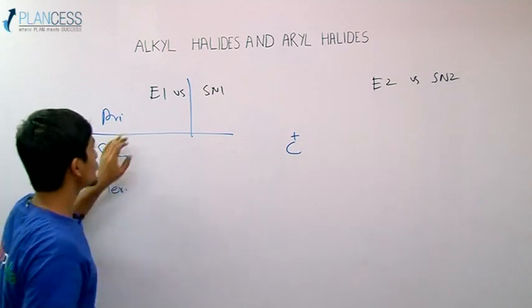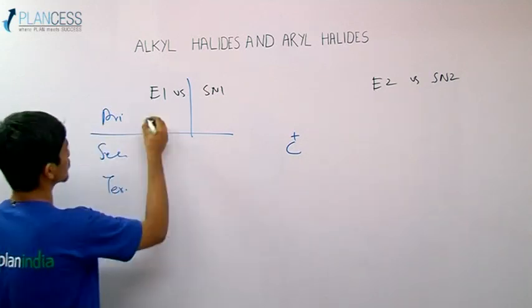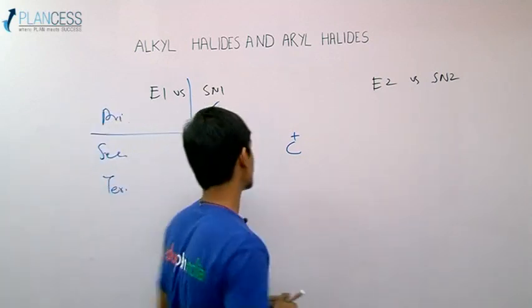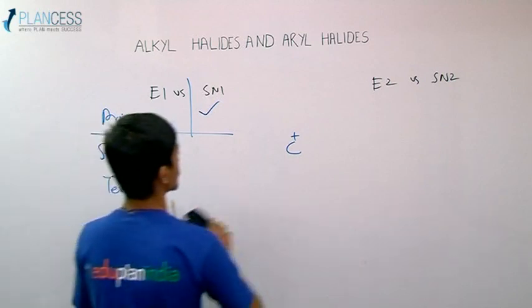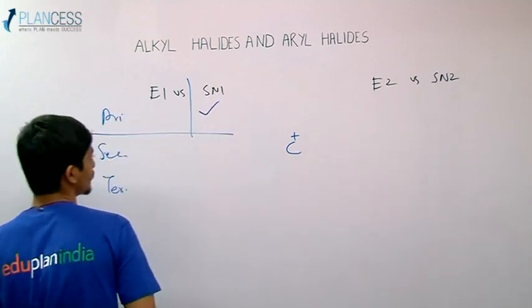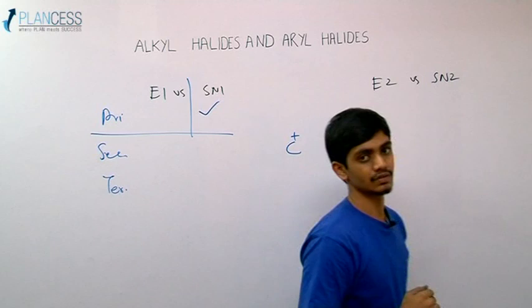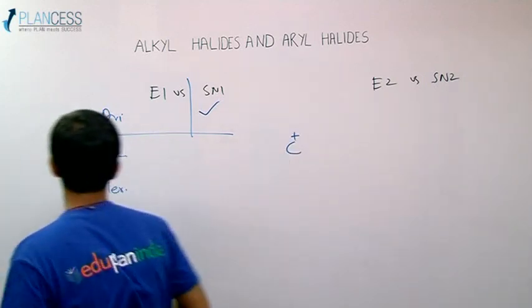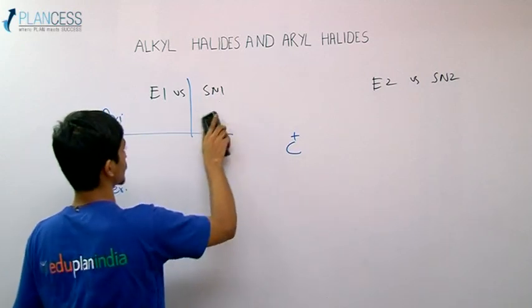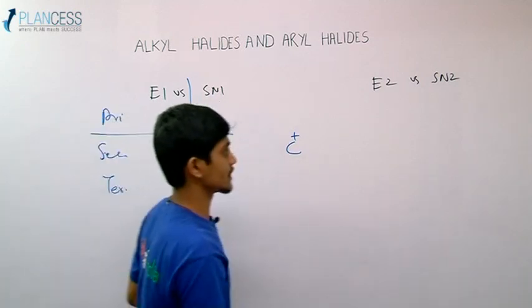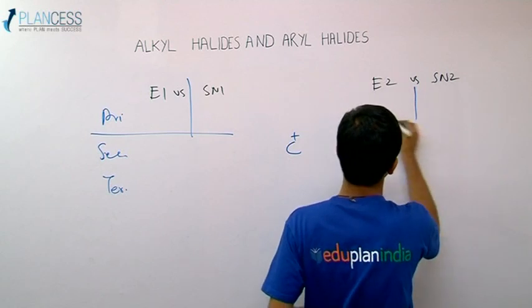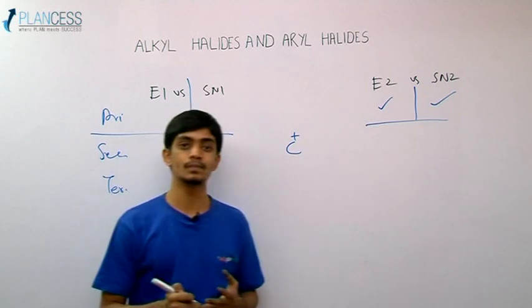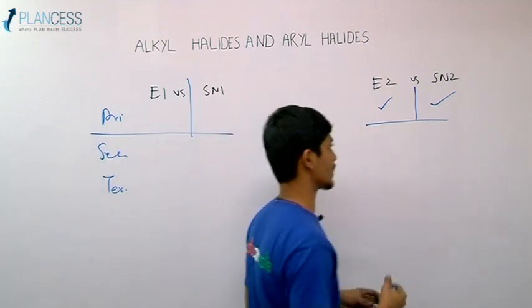So mostly primary halides will undergo the substitution reactions or the SN1 reactions. Sorry, not even SN1 reaction, because SN1 reaction also involves carbocation formation, and that is why primary halides will neither favor the SN1 reaction nor the E1 reaction, but they favor the E2 reaction and SN2 reaction. Now, out of E2 and SN2, which do you think the primary halide will favor?